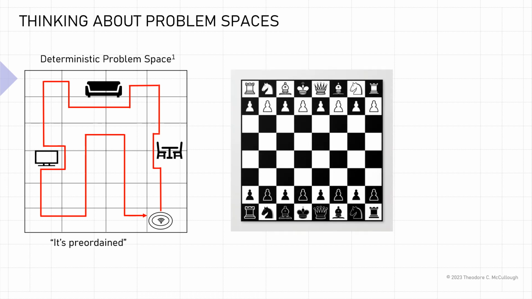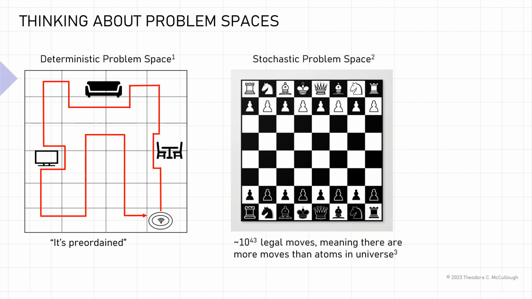In contrast, let's look at the problem of moves in chess. In chess, there are 10 to the 43 legal moves, meaning there are more legal moves than there are atoms in the universe. And this is known as a stochastic problem. When you're dealing with stochastic problems, you really need to have what's called a probabilistic strategy.